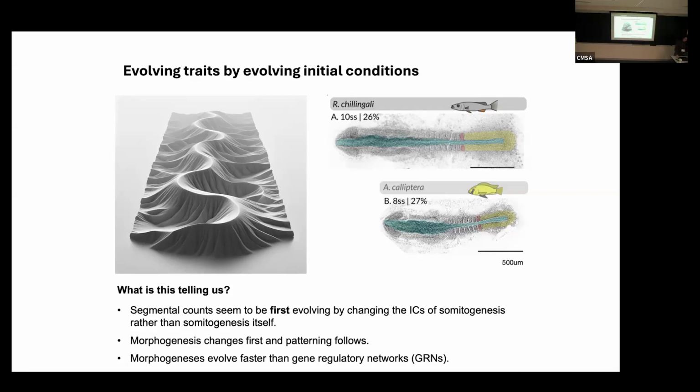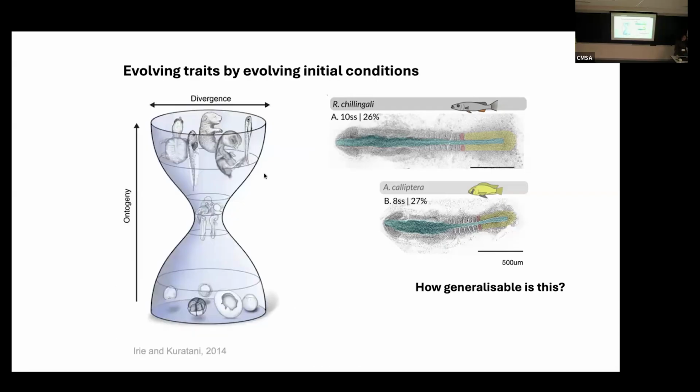But then last slide, I promise, going back to that question of generality, well, I don't know how general this is. Is it perhaps because I'm looking at something that happens so close to the phylotypic stage that we know is so constrained? We don't know why it's so constrained, but we know that it is. And so if you want to change vertebral counts, it's actually easier to change the initial conditions of the process than the process itself. Do you think it's general?